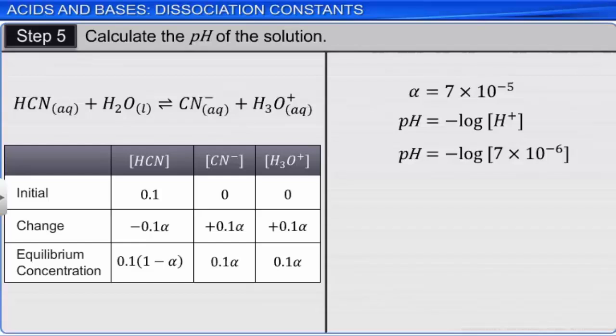Hence, the pH of the solution is equal to 6 minus 0.8451. This is equal to 5.1549. Thus, the pH of a decinormal solution of hydrocyanic acid is equal to 5.1549.